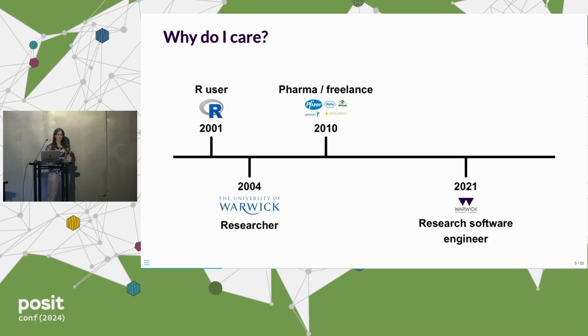And what have I got to do with it? Well, I'm a similar vintage to Colin. I started using R in 2001 in my PhD. And I've worked in academia, in pharma, as a freelancer. And in all these roles, R has been fundamental to my work. A few years ago, I went back to academia to take up a research software engineering fellowship, where I'm focusing on this issue of sustainability and diversity and inclusion in the R project.